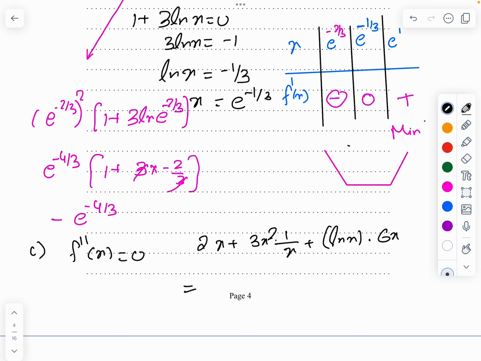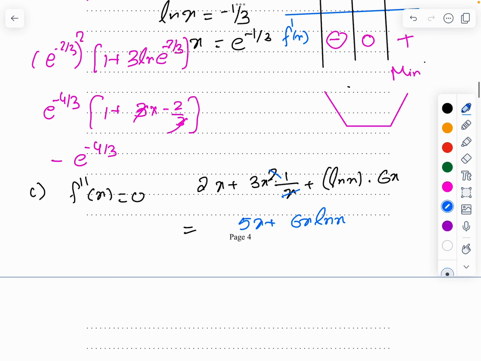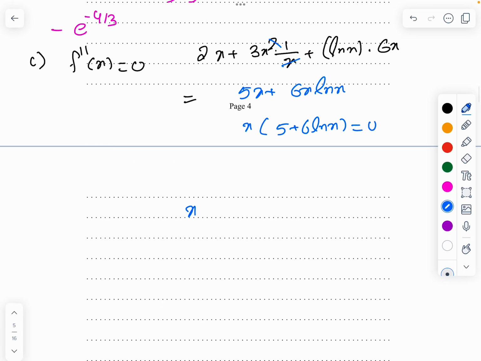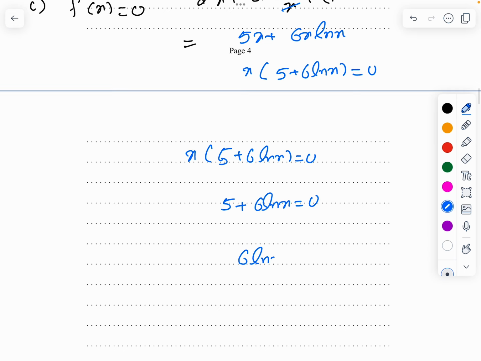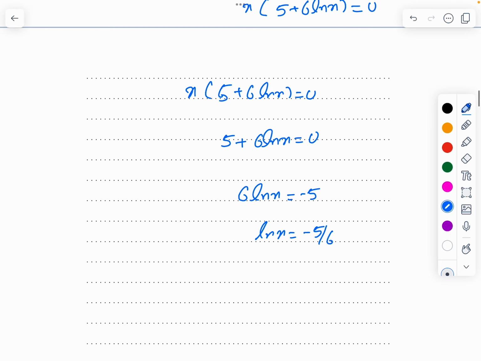Now what does that become? This becomes 2x plus 3x, which is nothing but 5x. 5x plus 6x ln x. Then I take x common: x times 5 plus 6 ln x should be equal to 0. So 5 plus 6 ln x equals 0. 6 ln x equals negative 5. ln x equals negative 5 upon 6. So x equals e power negative 5 upon 6.